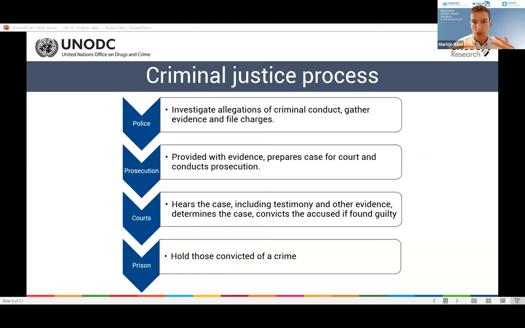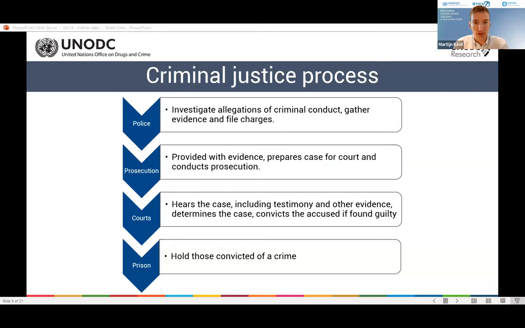At the prosecution level, they are provided with the evidence, they prepare cases for court, and they actually go to court. Then in courts, we have judges who hear the cases and determine ultimately whether somebody should be found guilty or acquitted.